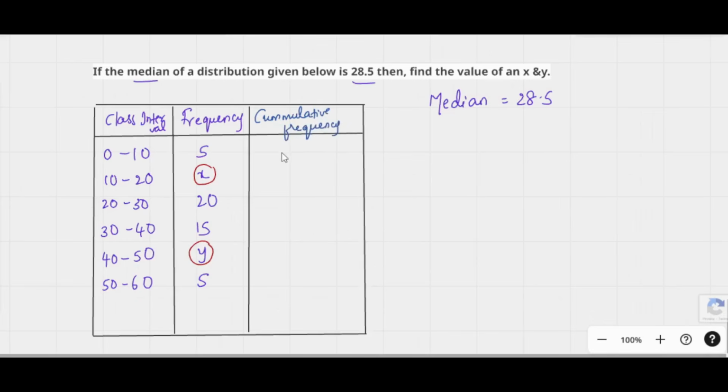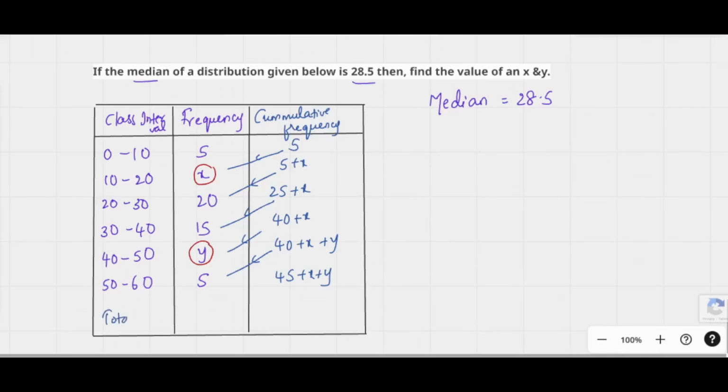So we know cumulative frequency. First write down the 5 like that only and add it. So it is 5 plus x, then again 25 plus x, and then 40 plus x, and it will become 40 plus x plus y, and this will become 45 plus x plus y when you add this. Okay, done. So here from the frequency we got total value.